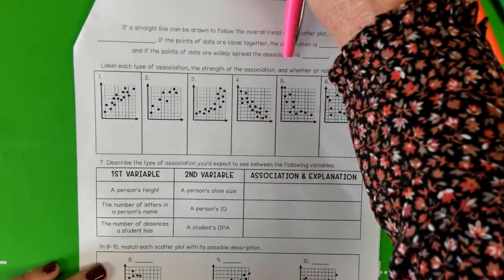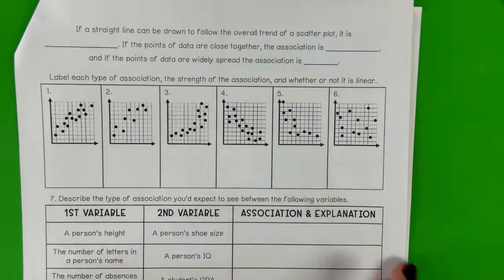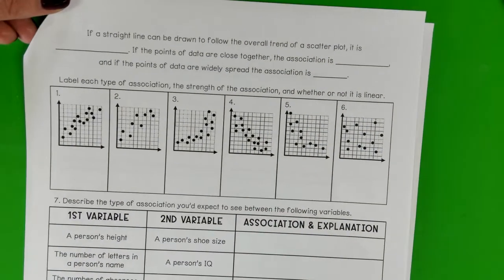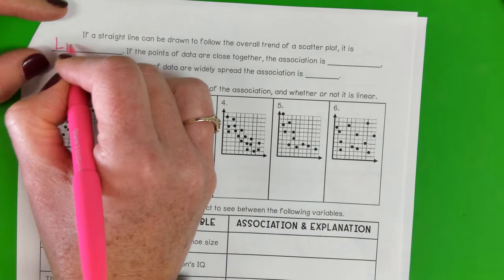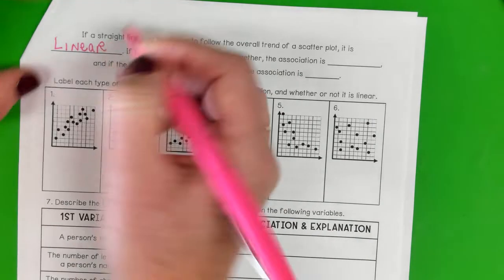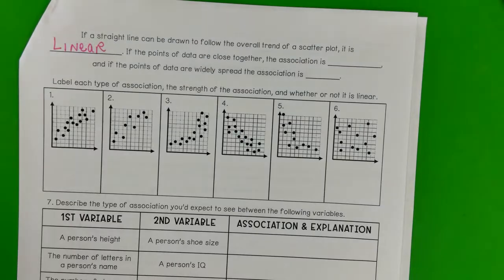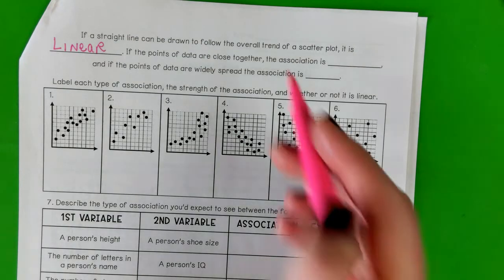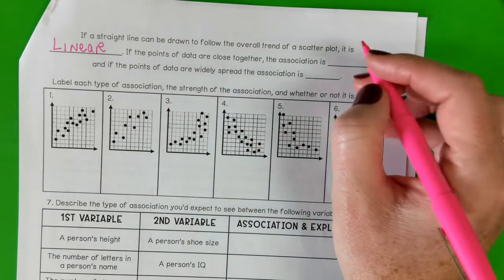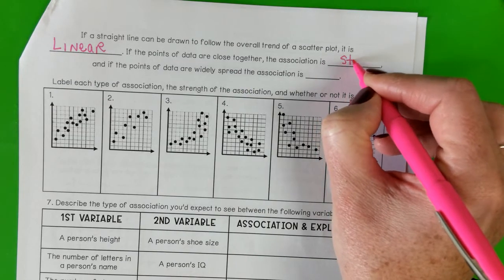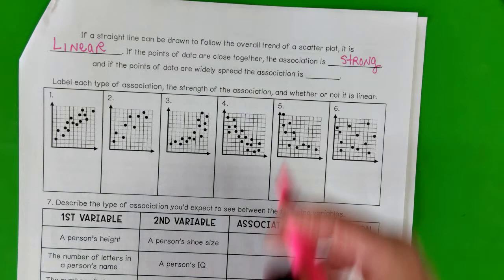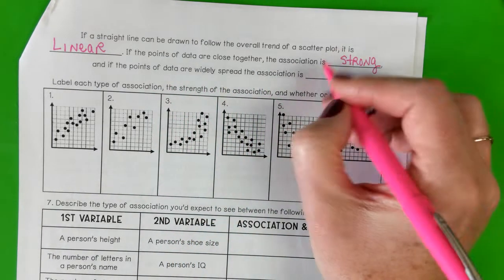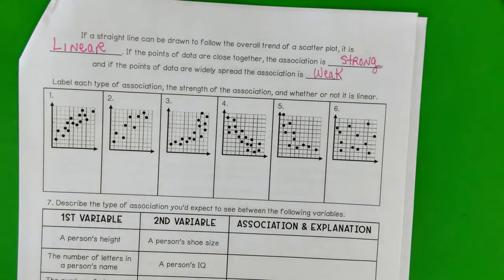Okay, now let's talk about some trend lines. It says, if a straight line can be drawn to follow the overall trend of a scatterplot, then it is a linear relationship. If we can draw a straight line, then it is a linear relationship. If the points of data are close together, the association is strong. And that isn't something you're really going to have to do, but it would be strong if the points are really close together. And if the points of data are widely spread, the association is weak. So if the points are far away from each other, then it's going to be a weaker relationship.